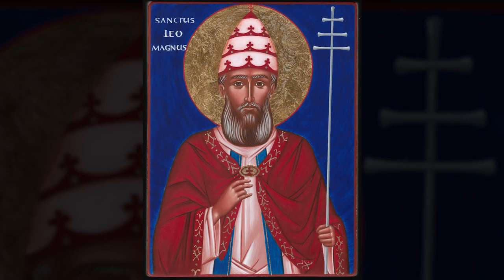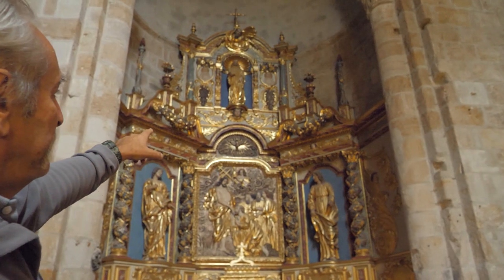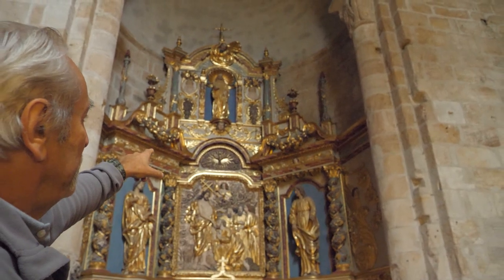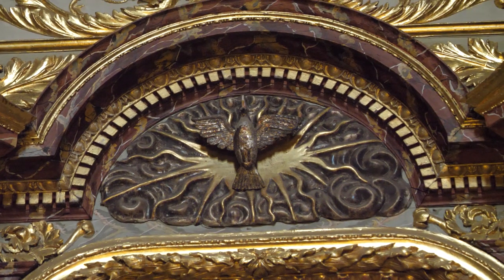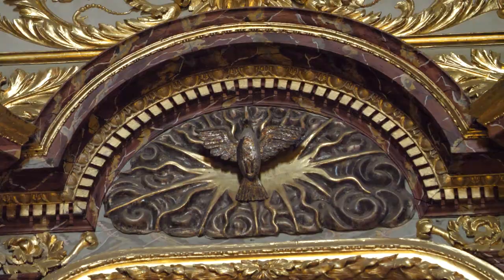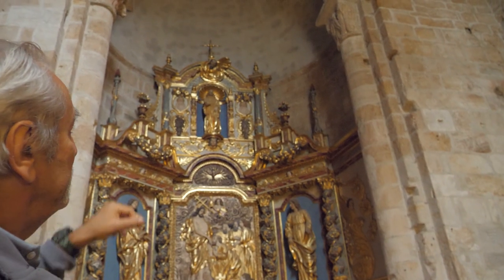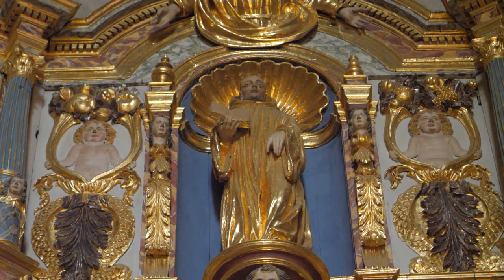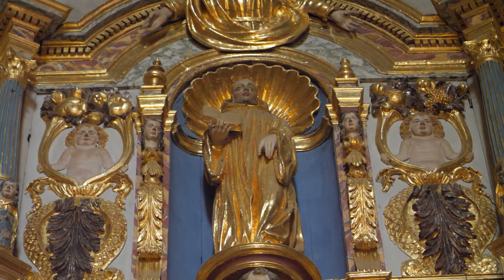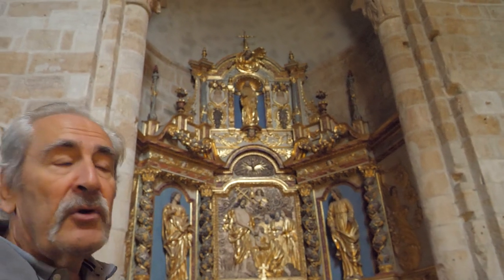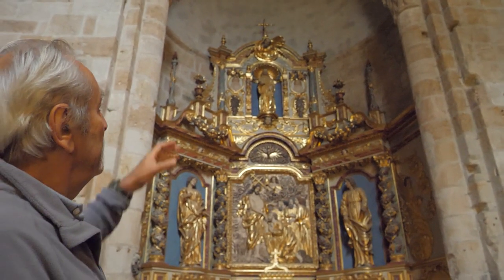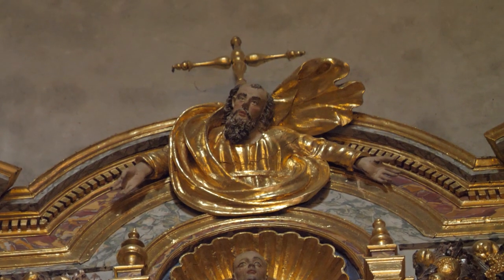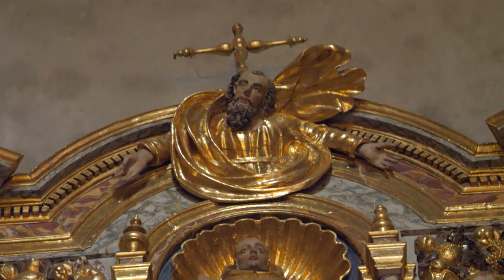Right above this frame, you discover a representation of the Holy Spirit in the shape of a dove. And above again, another statue representing Saint Benedict. Let's not forget that we are in an abbey which was Benedictine, belonging to the order of Cluny. And at last, embracing the entire reredos, one discovers God.